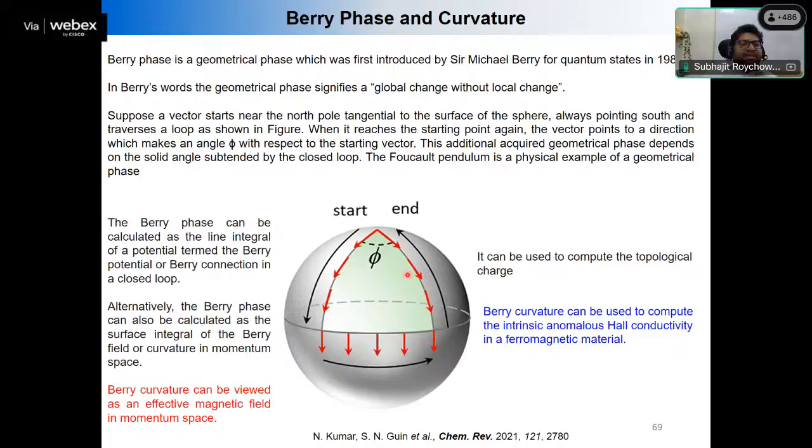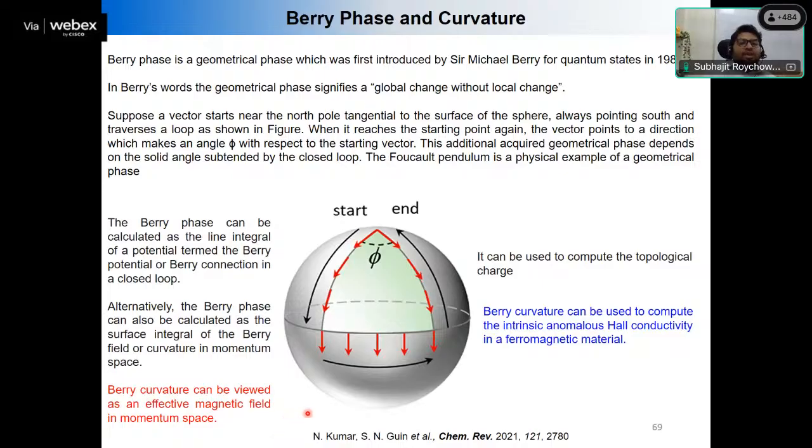This Berry phase can be calculated by the line integral of the potential, which can be termed as Berry potential or Berry connection, in a closed loop. It has to be a closed loop. If it is not closed, then you will not get Berry phase. And the Berry curvature you will get from the surface integral. But what does Berry curvature mean physically? It can be viewed as an effective magnetic field in momentum space.